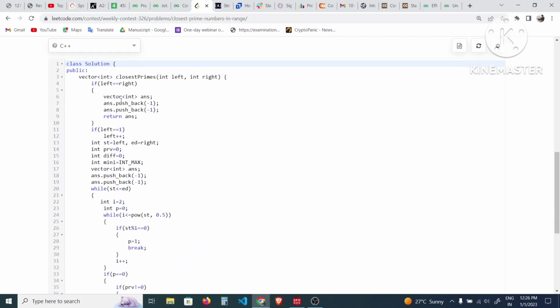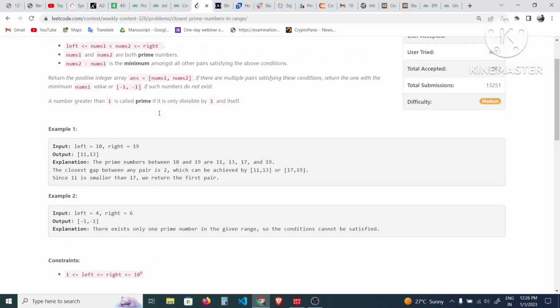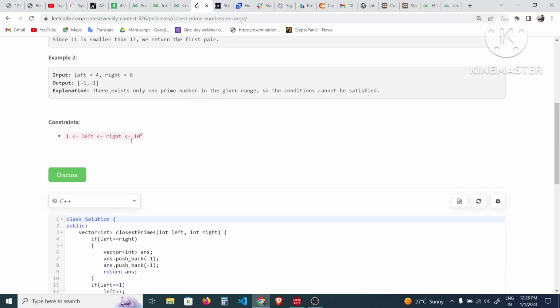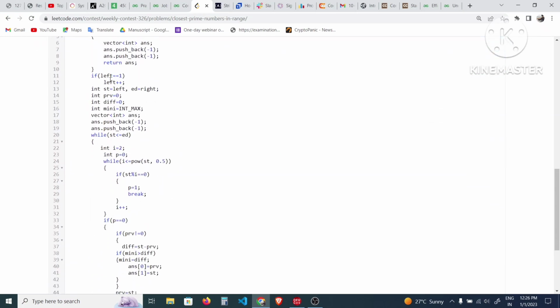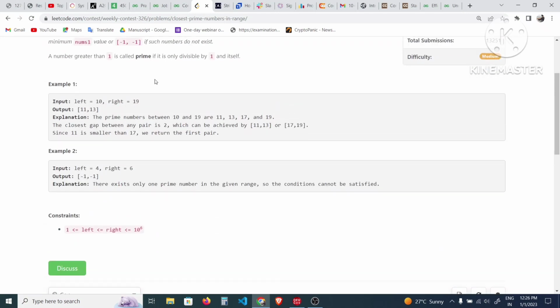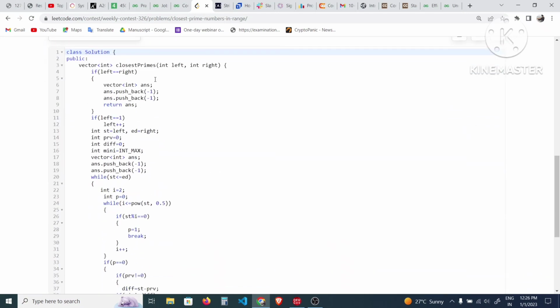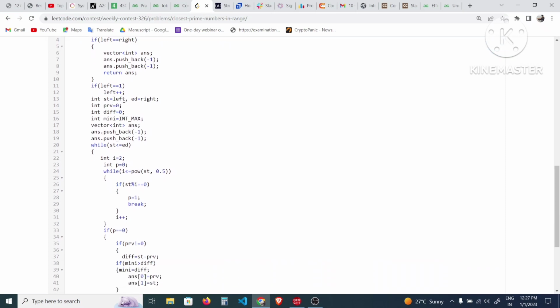Basically you have to check if left is equal to right, then you can't have any pair, so you just need to return -1 as it is written in the question. Okay, and then if left is 1, then you just have to increase it by 1, because the prime numbers start from 2. In my code it was taking 1 as a prime number, so that's why I increased it if it is like that.